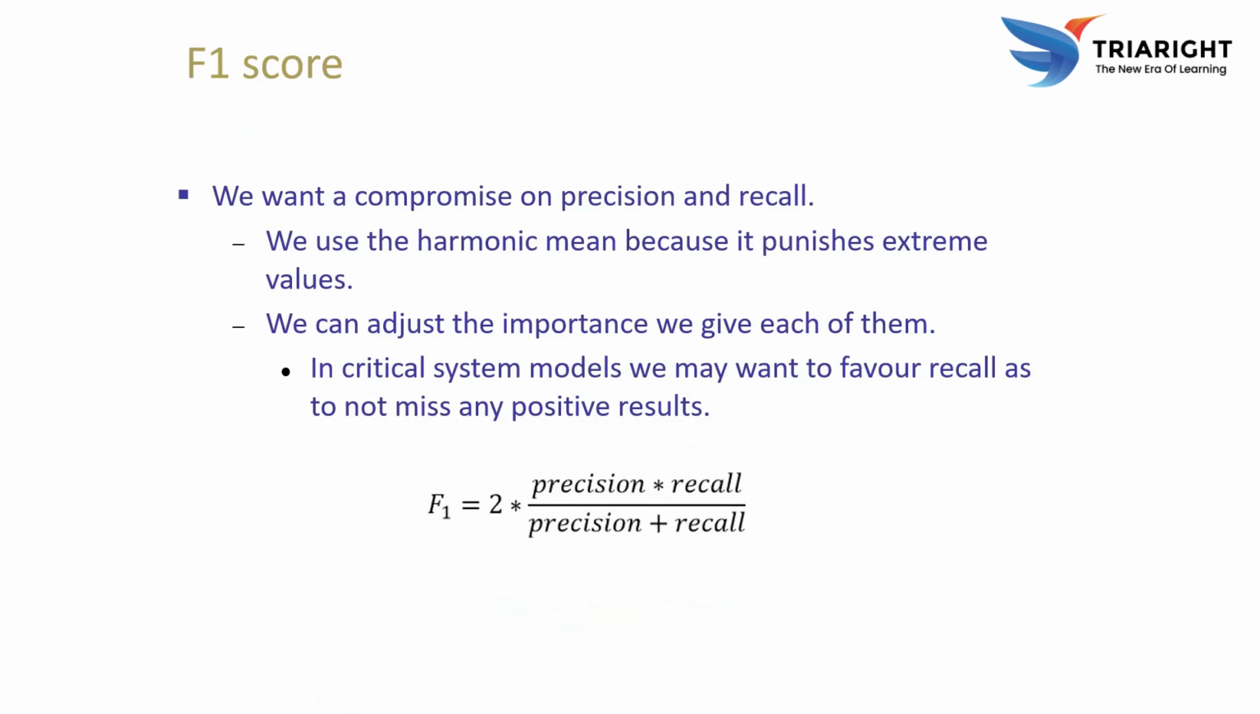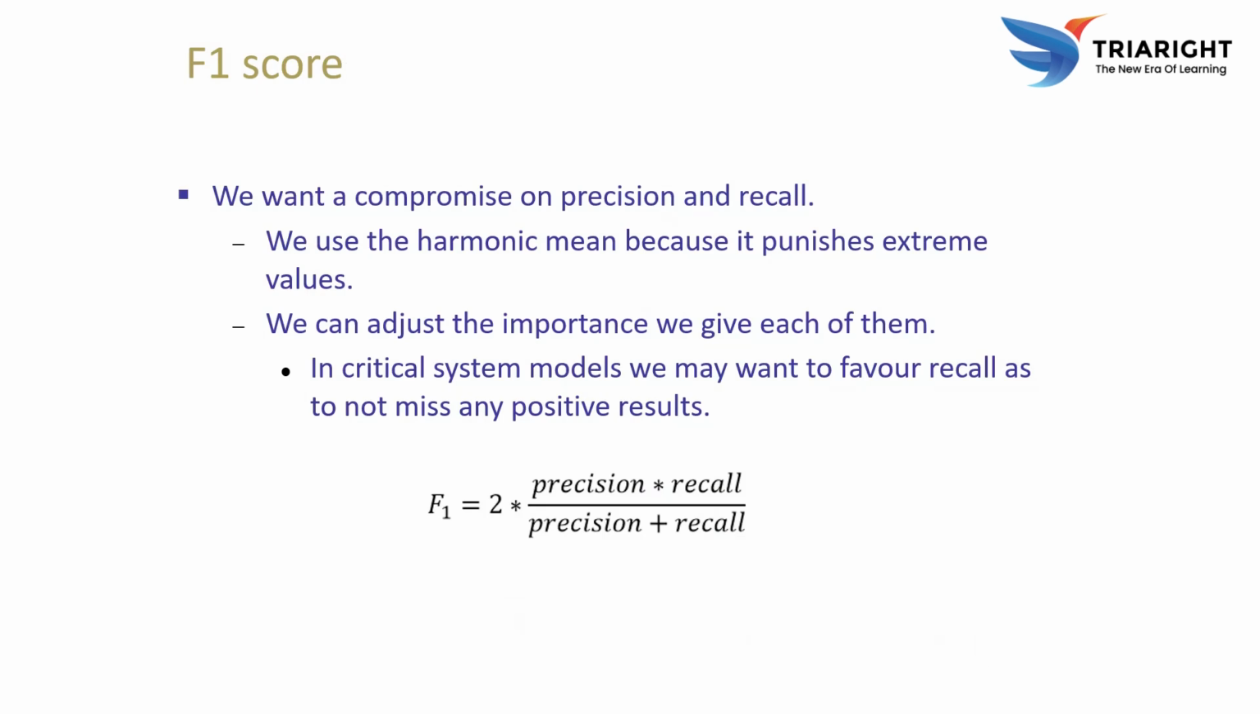So here we have the F1 score. We want to compromise on precision and recall, so we use the harmonic mean because it punishes extreme values. We can adjust the importance and give each of them weight in a critical system model. We may want to favor recall so as to not miss any positive results, right?